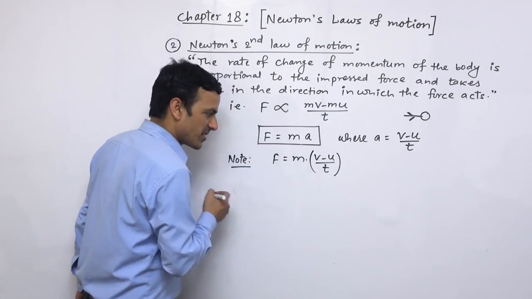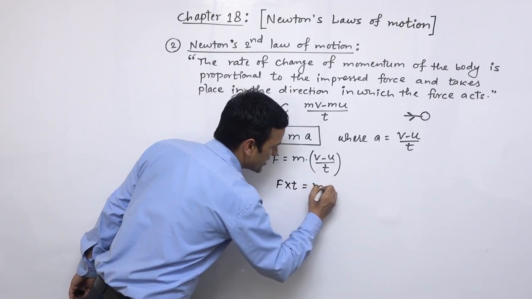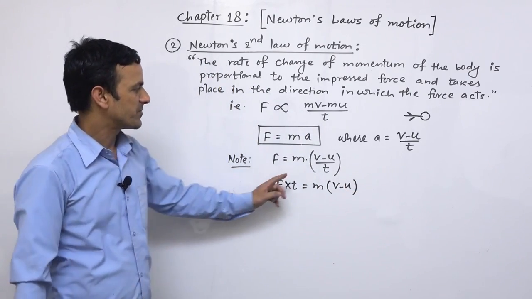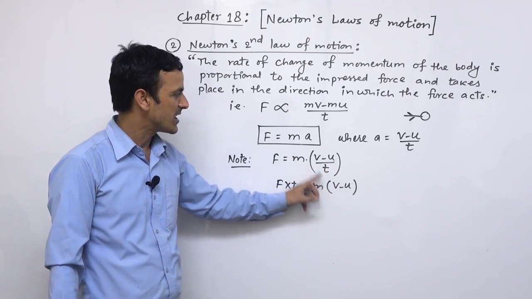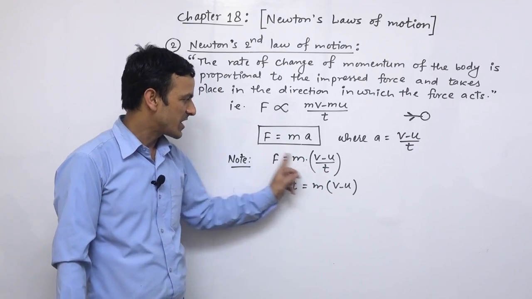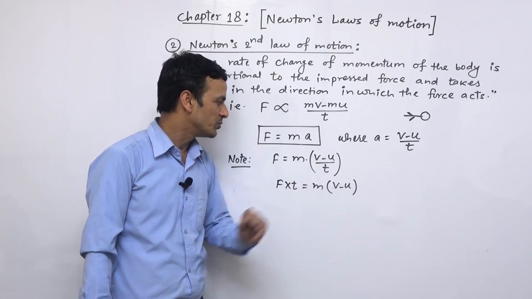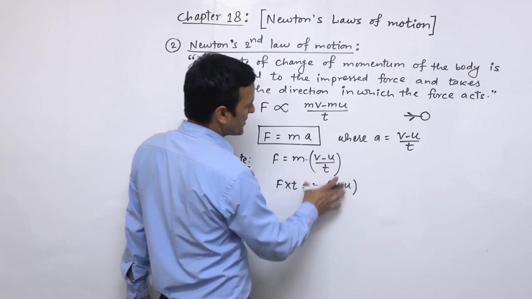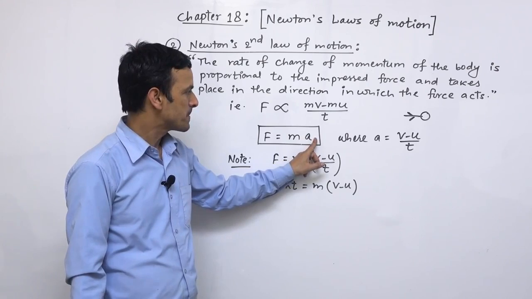This is also one of the formulas, and this formula can be written as f into t is equal to m times v minus u. So this is also one of the formulas deduced from this one. We can deduce this formula from the above equation. So f times t is equal to m times v minus u. In this way we can deduce other related formulas also from the same formula, m times a.